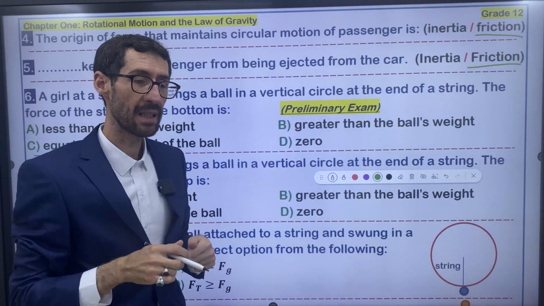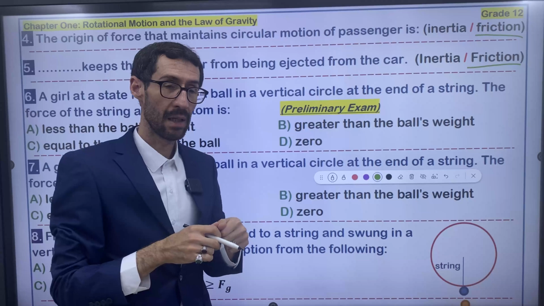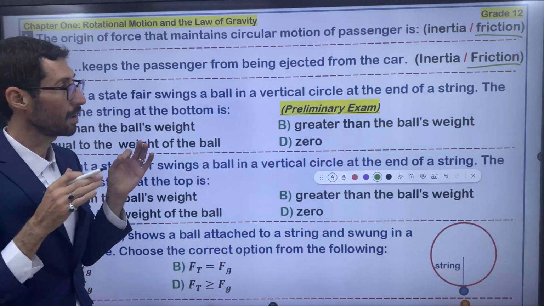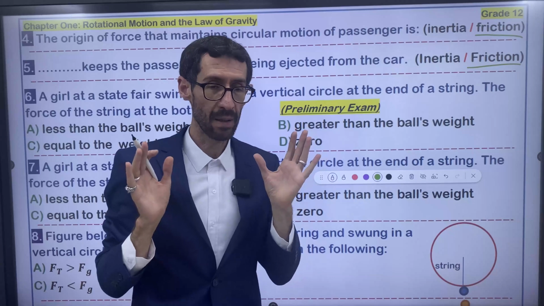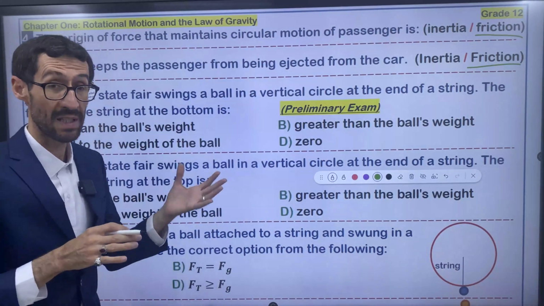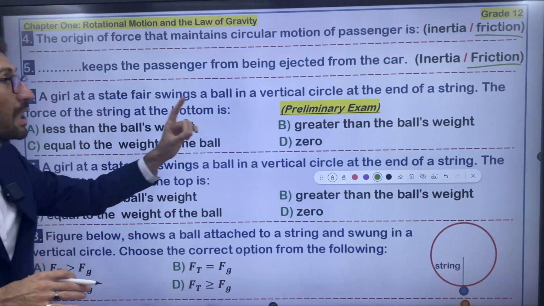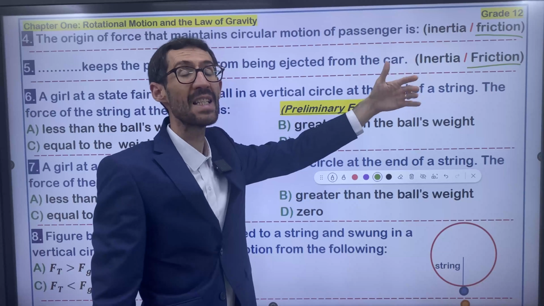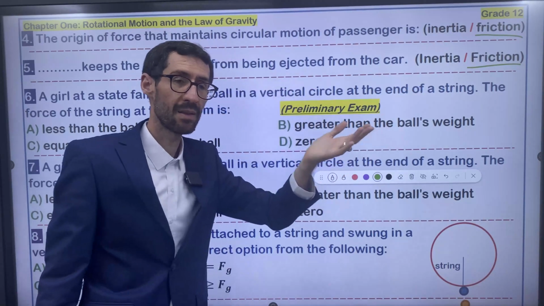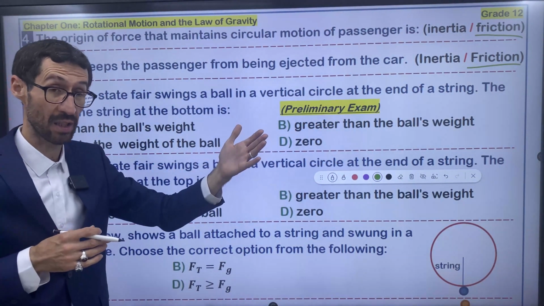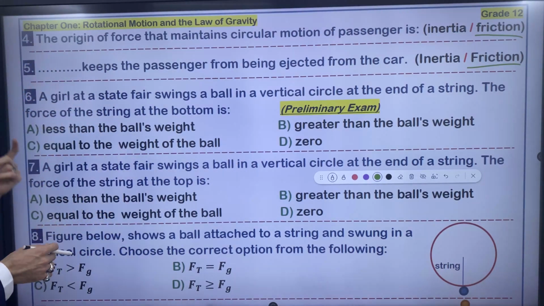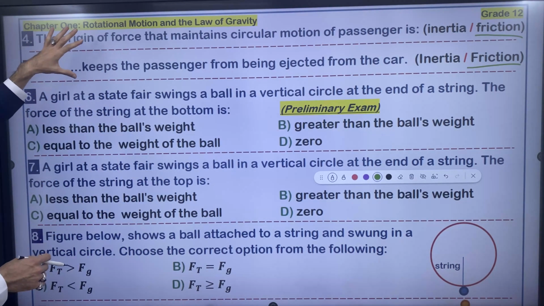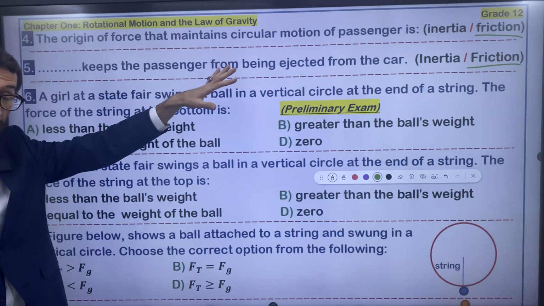Friction, let's say, keeps the passenger calm. Friction keeps the passenger following a circular track. But inertia, of course, tends to eject the passenger from the circular track. So we finished the questions about the figure, actually about the phenomena.